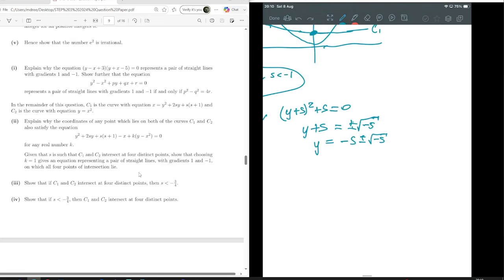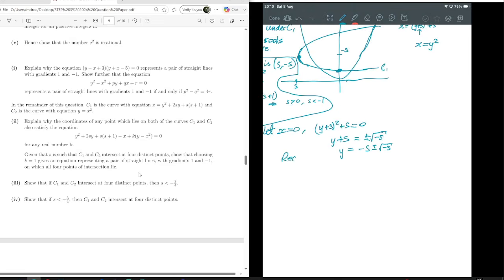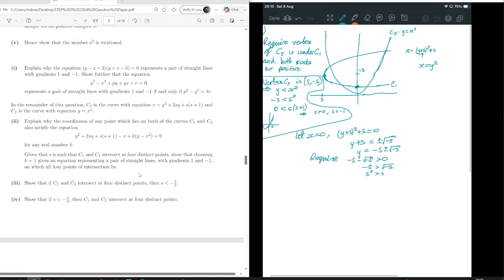Okay, so let's take this to its logical conclusion. So we require negative s minus that to be greater than 0. So that's negative s is greater than the root of negative s. If I square both sides, need to be a little bit careful. So I'm squaring, saying s squared is greater than negative s, which is the same condition that I had up here.